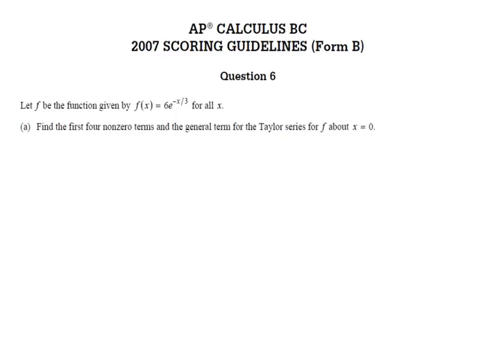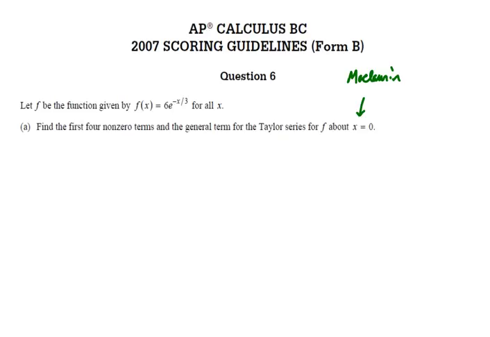Okay, we begin with 2007 Form B, question 6. Now there's really two ways. We have this function f of x is equal to 6e to the negative x over 3. And we want to find the first four non-zero terms and the general term for the Taylor series for f about x equals 0. Just to quickly point out, once again, because we're centered at x equals 0, this is also a Maclaurin series, even though they won't necessarily say that.